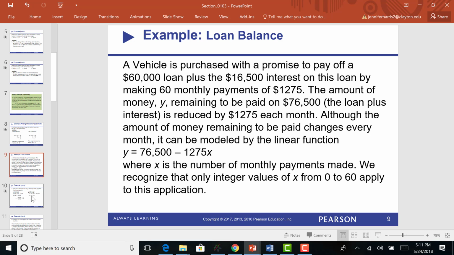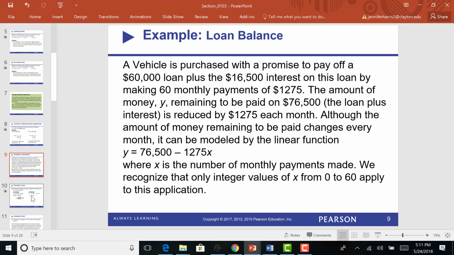The amount of money called Y that's remaining to be paid on that $76,500 loan is going to be reduced by $1,275 each month. Does that sound about right? Every time you make a payment, doesn't what you owe go down? So Y is how much you still owe, and $1,275 is your monthly payment.